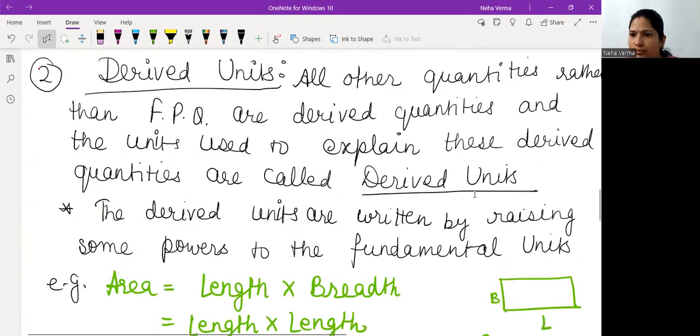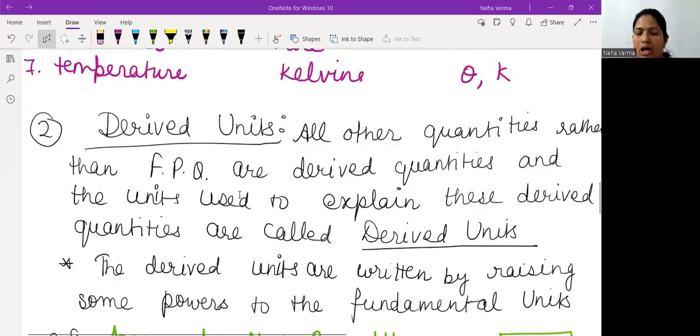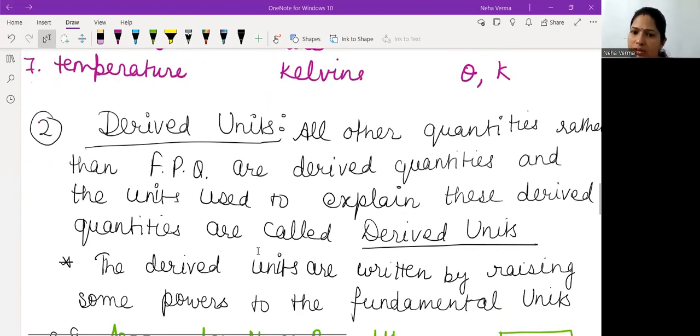Further, just a second. Now, next we come to the derived units.